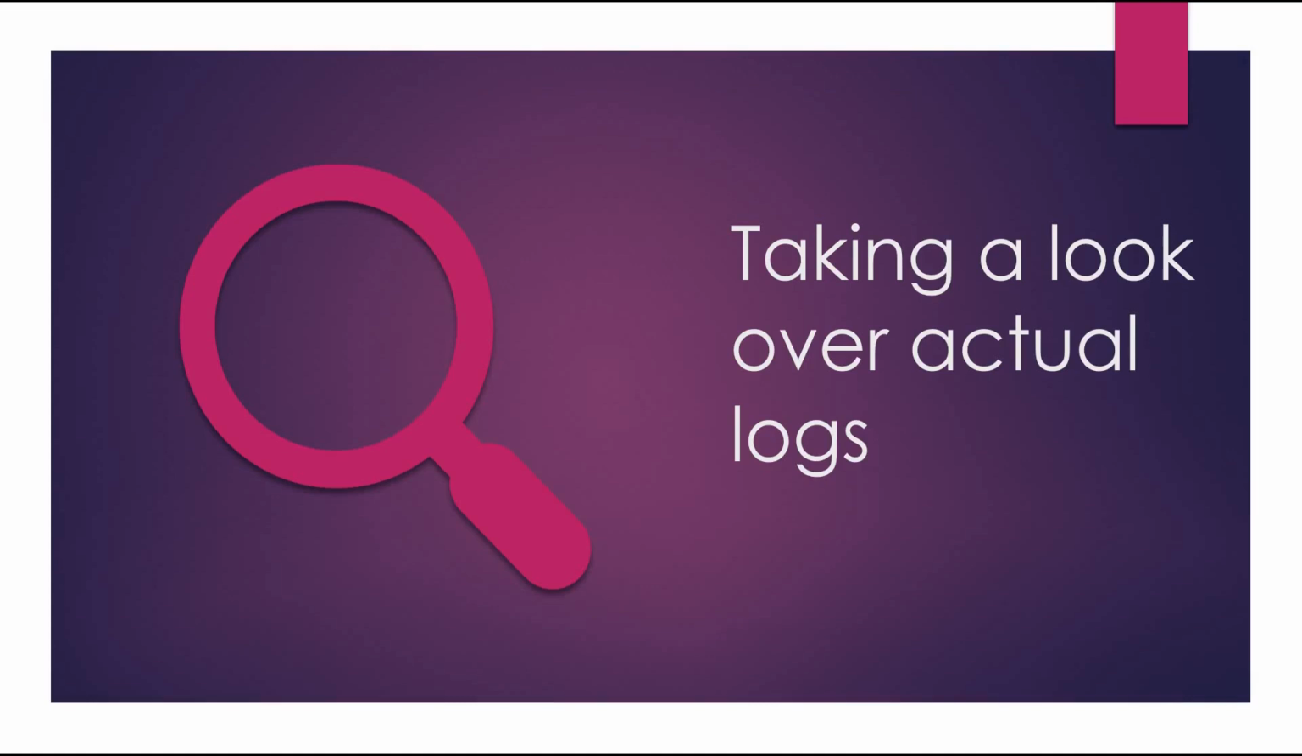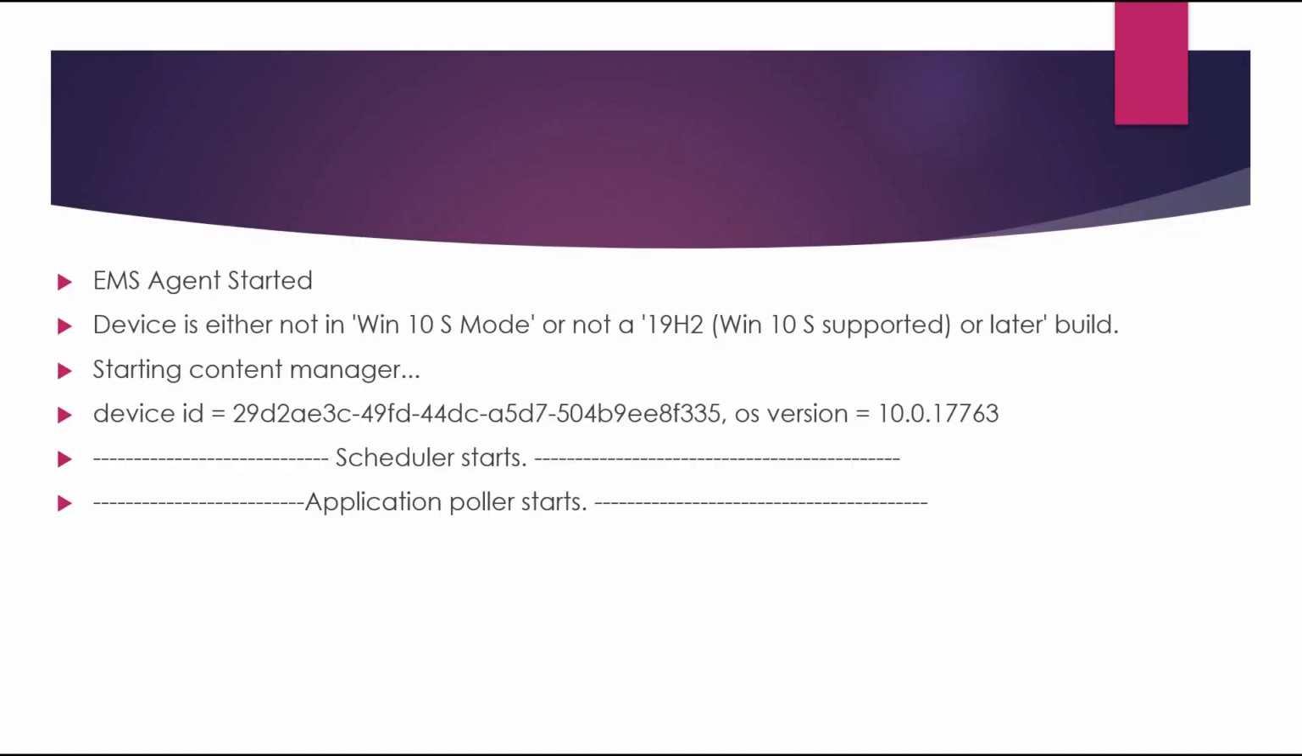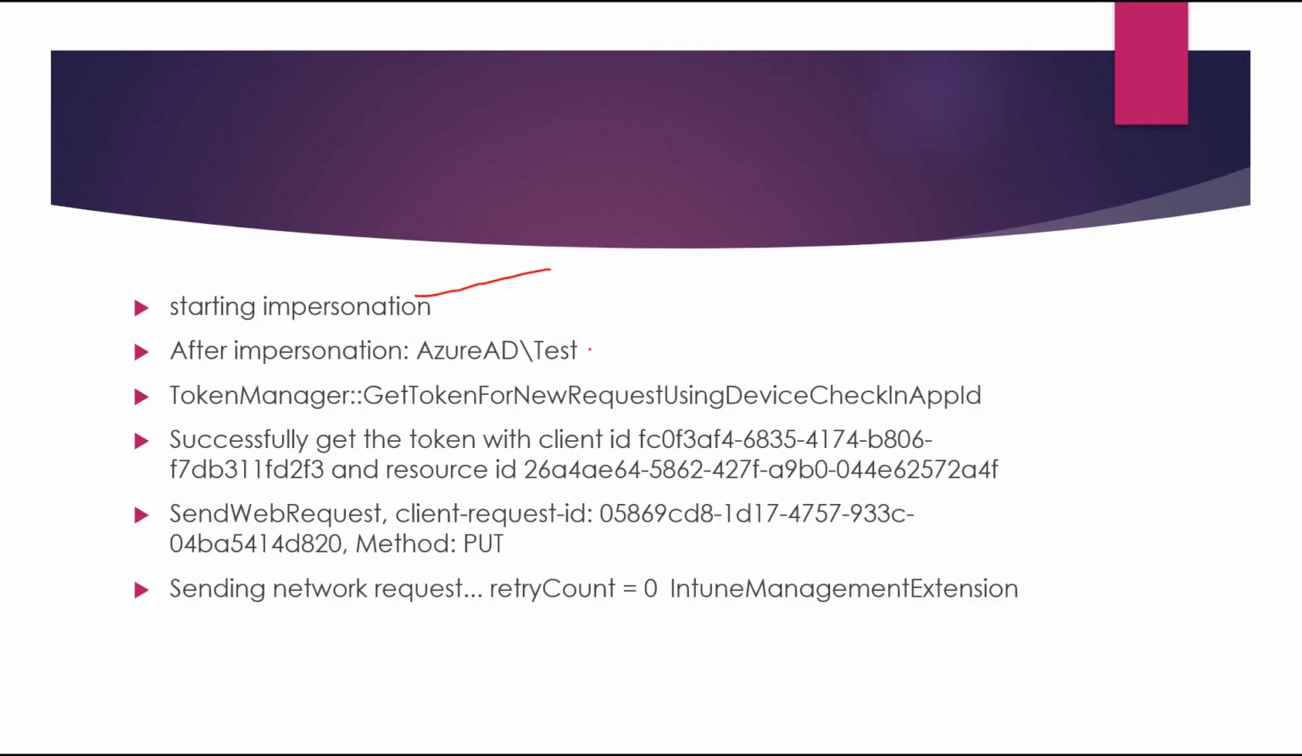So I have captured the logs, and this is unedited log, just copy-pasted from the log file, and you can see that the same thing is happening over here, right? EMS agent is starting, and the content manager is making a note of the device ID and the OS version, and then it's starting the impersonation for the account, and then token manager is getting the token so that the user can be authenticated.